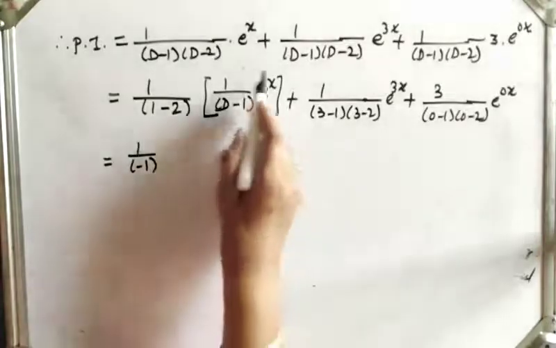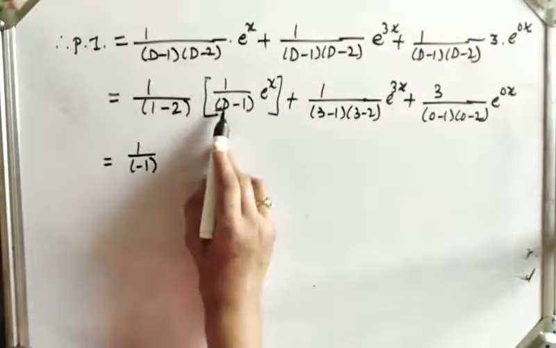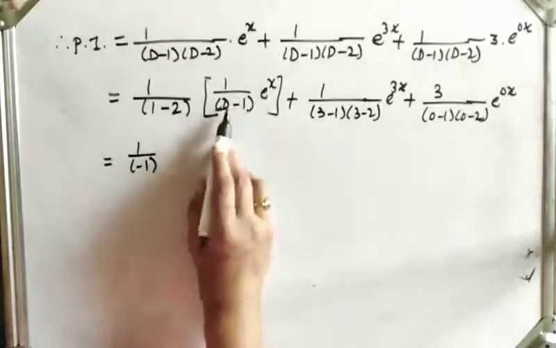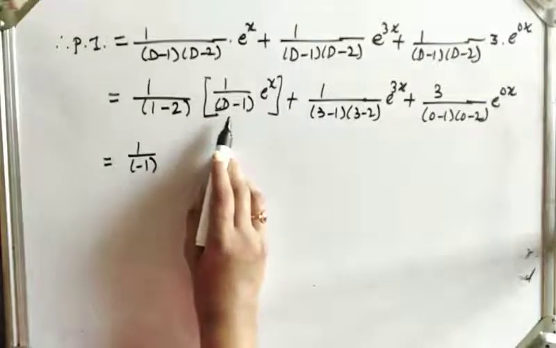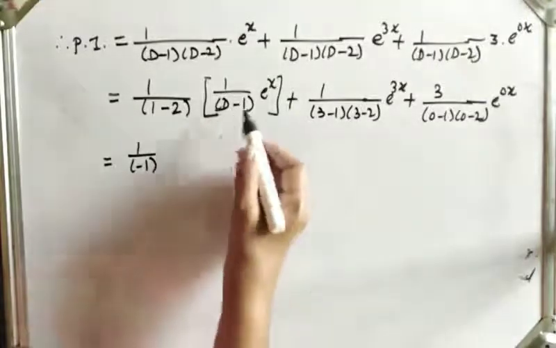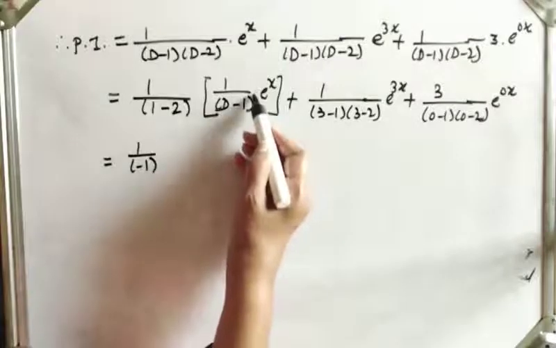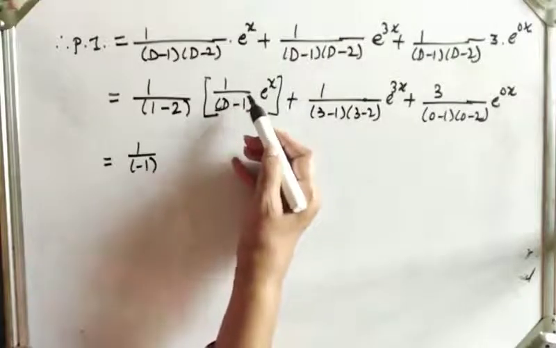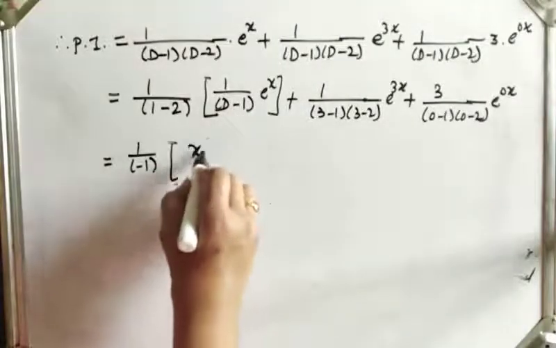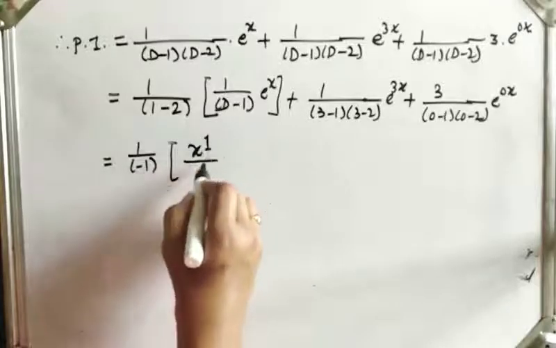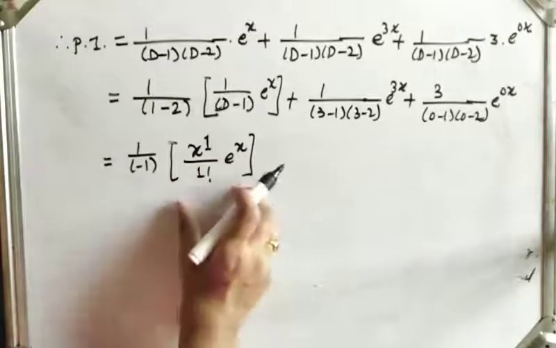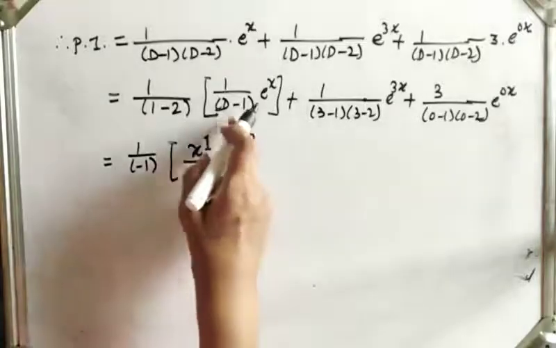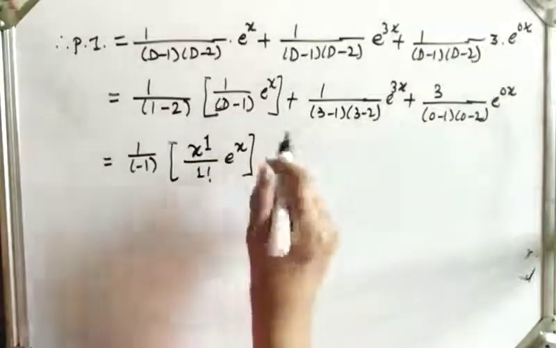Now here we need to use the formula. If we replace this D by 1, what happens? 1 minus 1 is 0. So what is the formula? We have just written 1 upon (D minus a) raised to r of e raised to ax is x raised to r upon r factorial. What is r here? Here the power is 1. So by formula, x raised to 1 upon 1 factorial into e raised to x. We need to use the second formula because we get 0 here, and simplify the remaining.